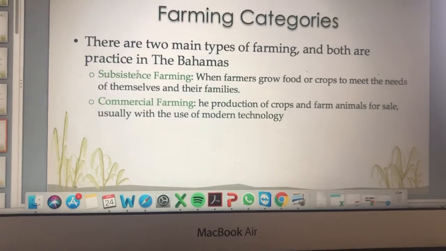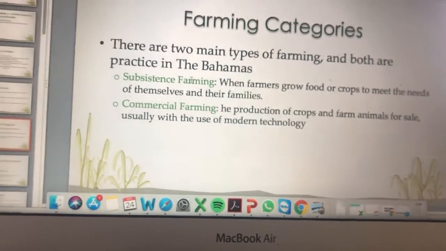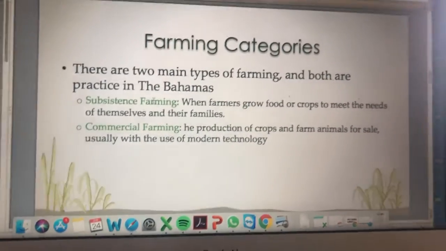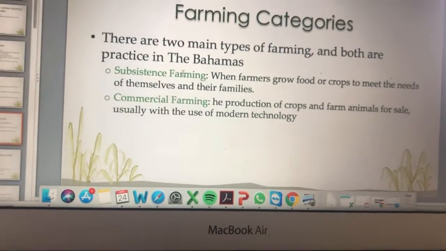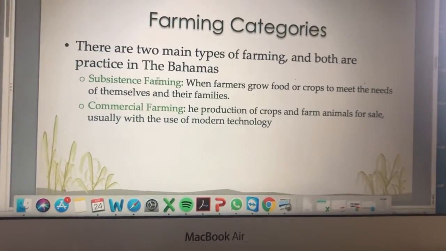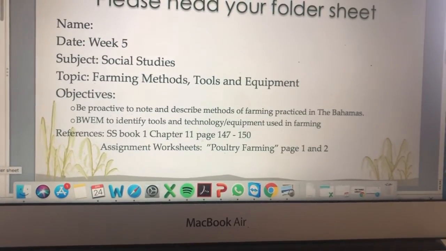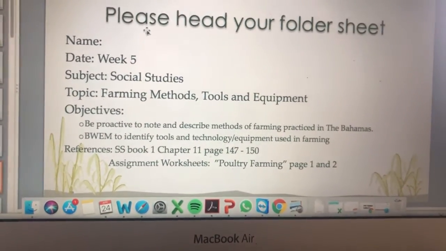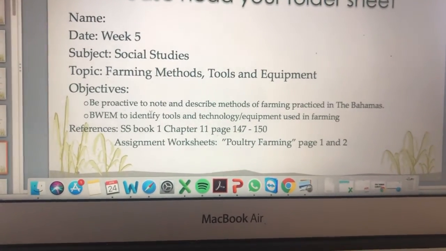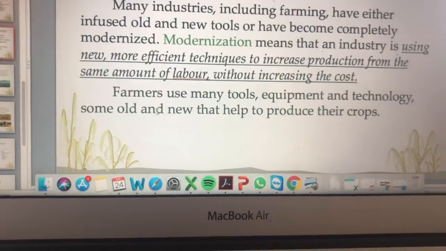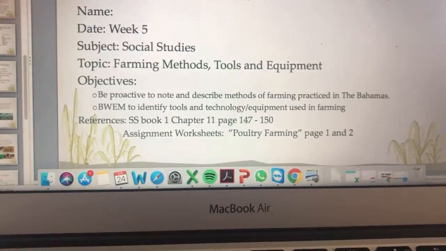The idea of subsistence farming is just meeting the needs of yourself and your family. While commercial is going beyond that, it's producing usually on a larger scale with modern technology, so that you can then sell your produce and your animals to make profit, okay? So I've got the heading here, week 5, farming methods, tools and equipment. Put down those objectives, and you've got those definitions as a bit of a revision.